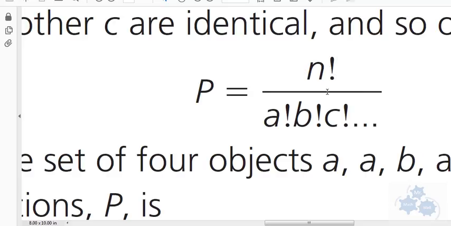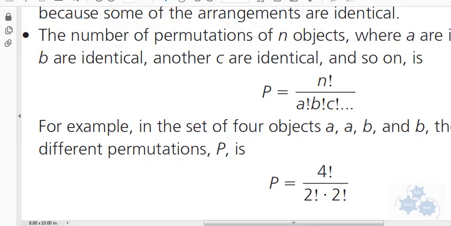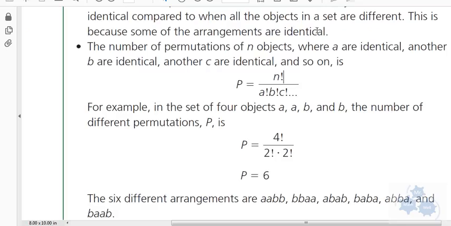We start off with that on the top. And then what we do is to account for the things that repeat. Now look at what this says. It says where A are identical, so the number of certain things here are identical, and we have some other things that are identical, and even yet more, if we have a third group of things that are identical, and so on, this is how we account. So if you got this written down, let's put this into action.